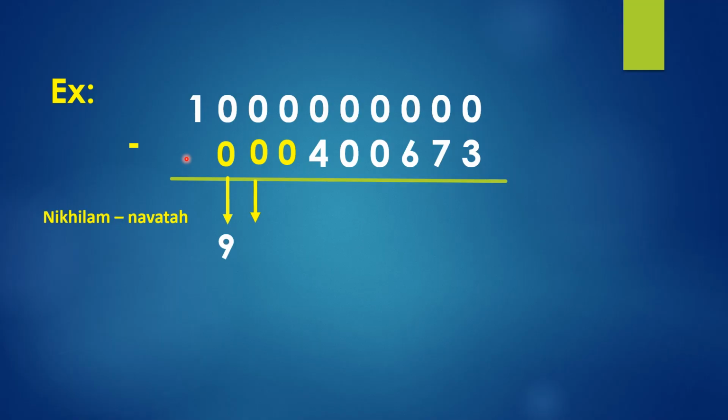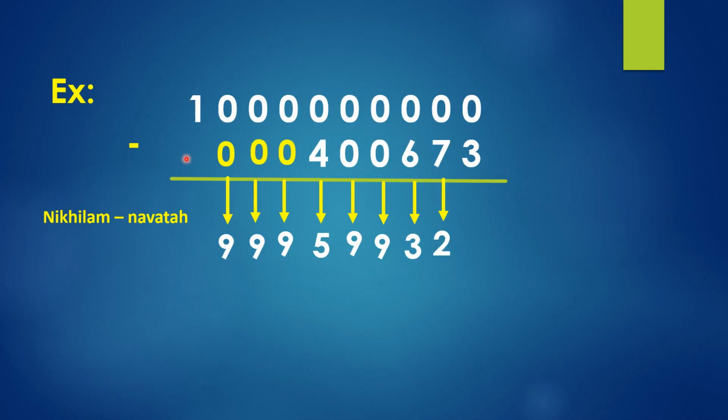Same again. How much should be added to 0 to get 9? 9. 0. How much should be added? 9. Now, Nikhilam Navataha. How much should be added to 4 to get 9? 5. How much should be added to 0 to get 9? 9. Same again. 9. Now, how much should be added to 6 to get 9? 3. How much should be added to 7 to get 9?